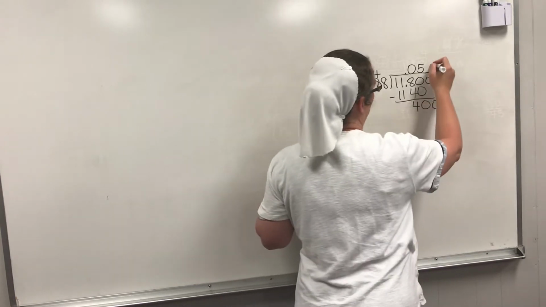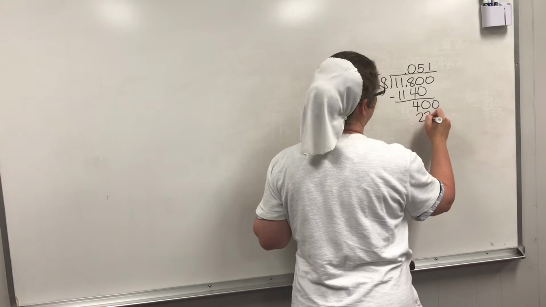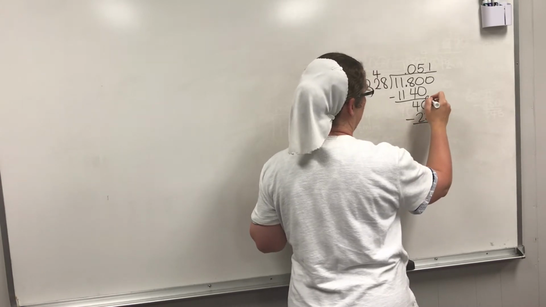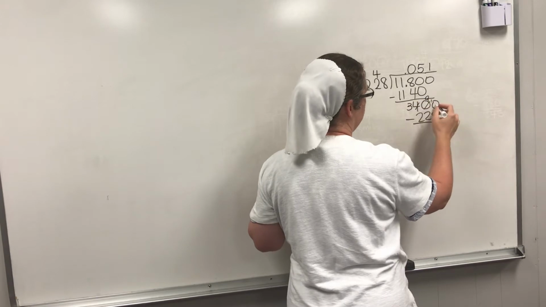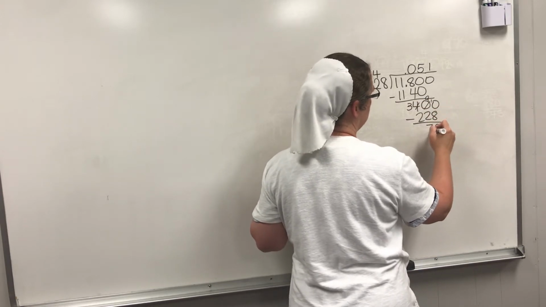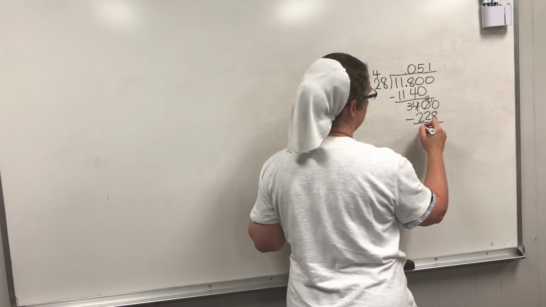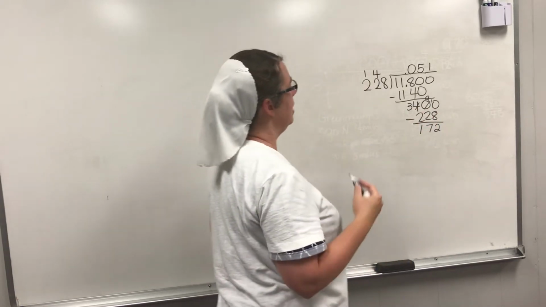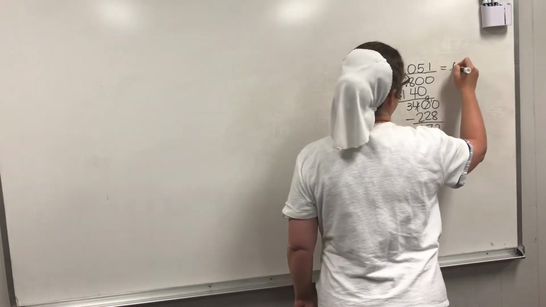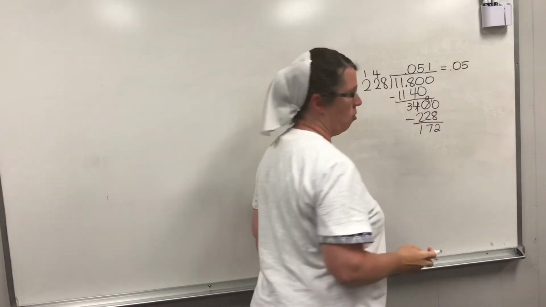228 will only go 1 time into 400. Again, let's subtract. We have to borrow. 10 take away 8 is 2. 9 take away 2 is 7. 3 take away 2 is 1. All right, again, they want you to round it to the nearest cent, and that would be 0.05.